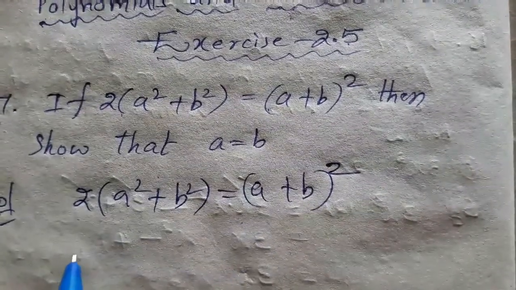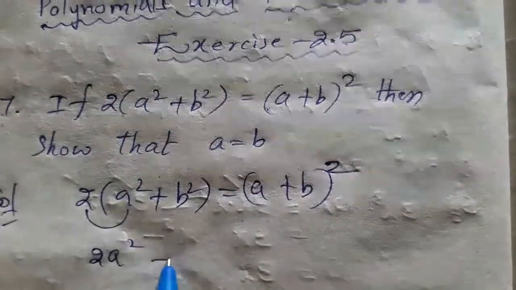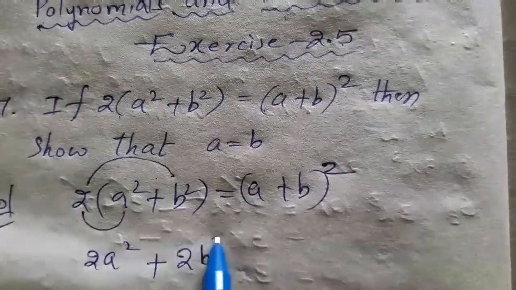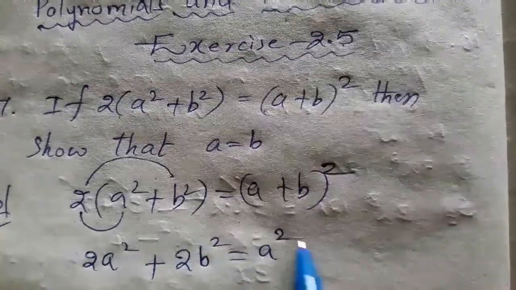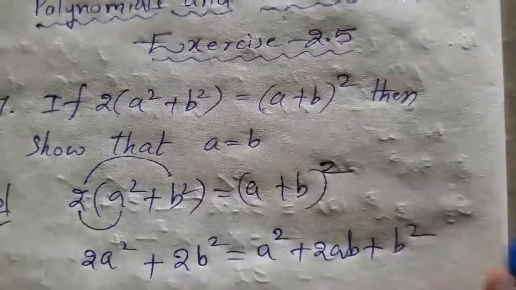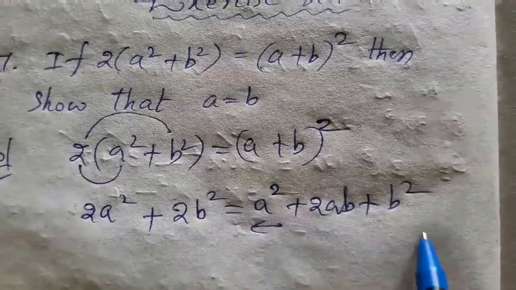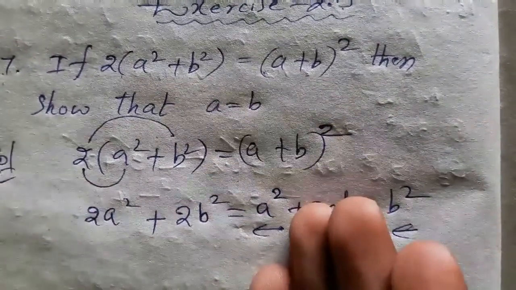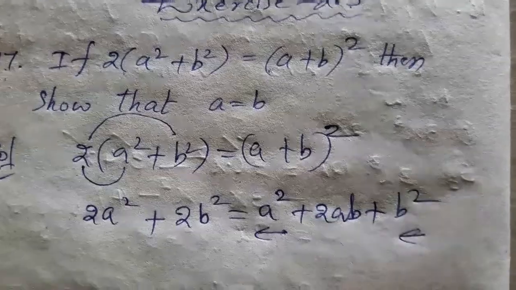Now solve this. 2 into a², that becomes 2a². What is the symbol there? Plus. Once again 2 into b², that becomes 2b². The right side can be written using the (a + b)² formula: a² + 2ab + b². Now bring this a² and b² from right to left. On the right side they have positive signs; when they go to the left side, they become negative.